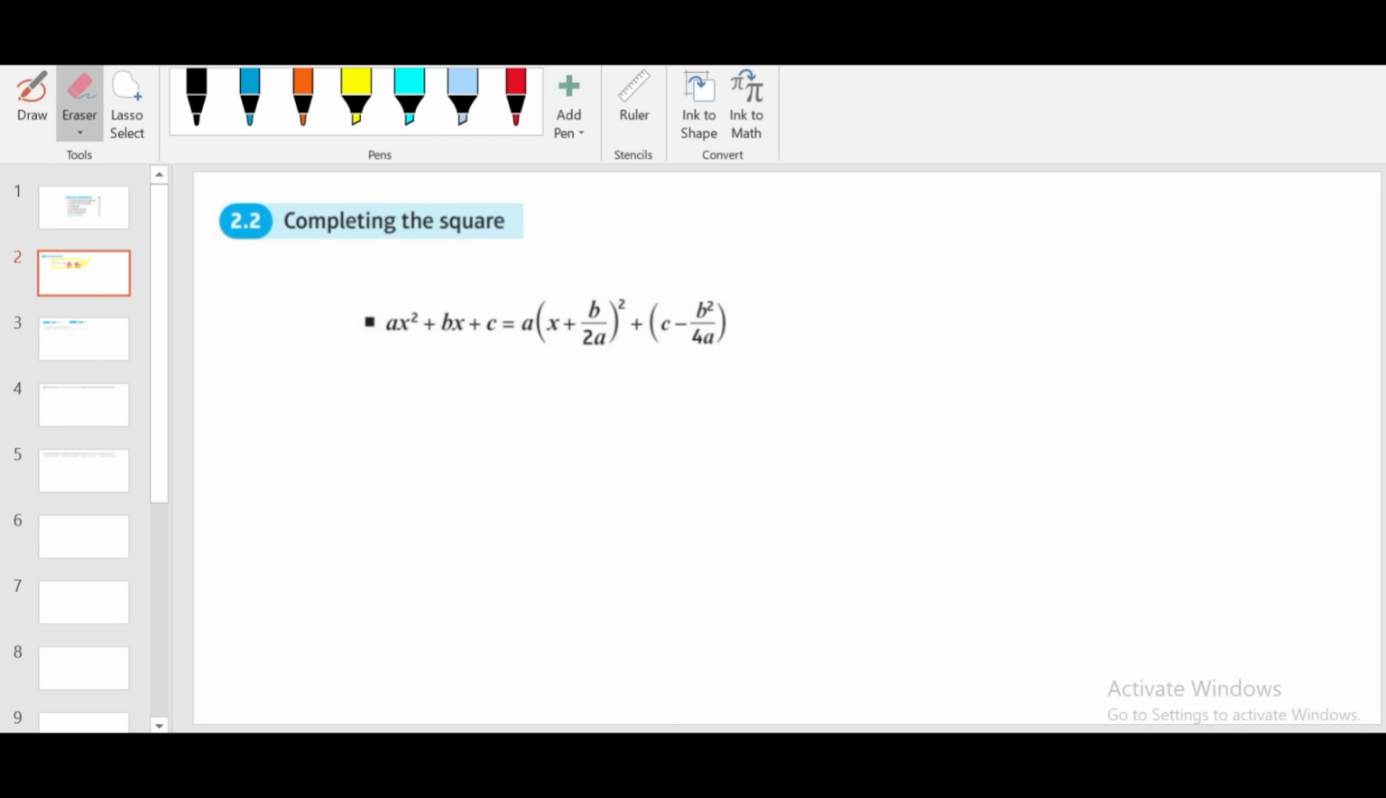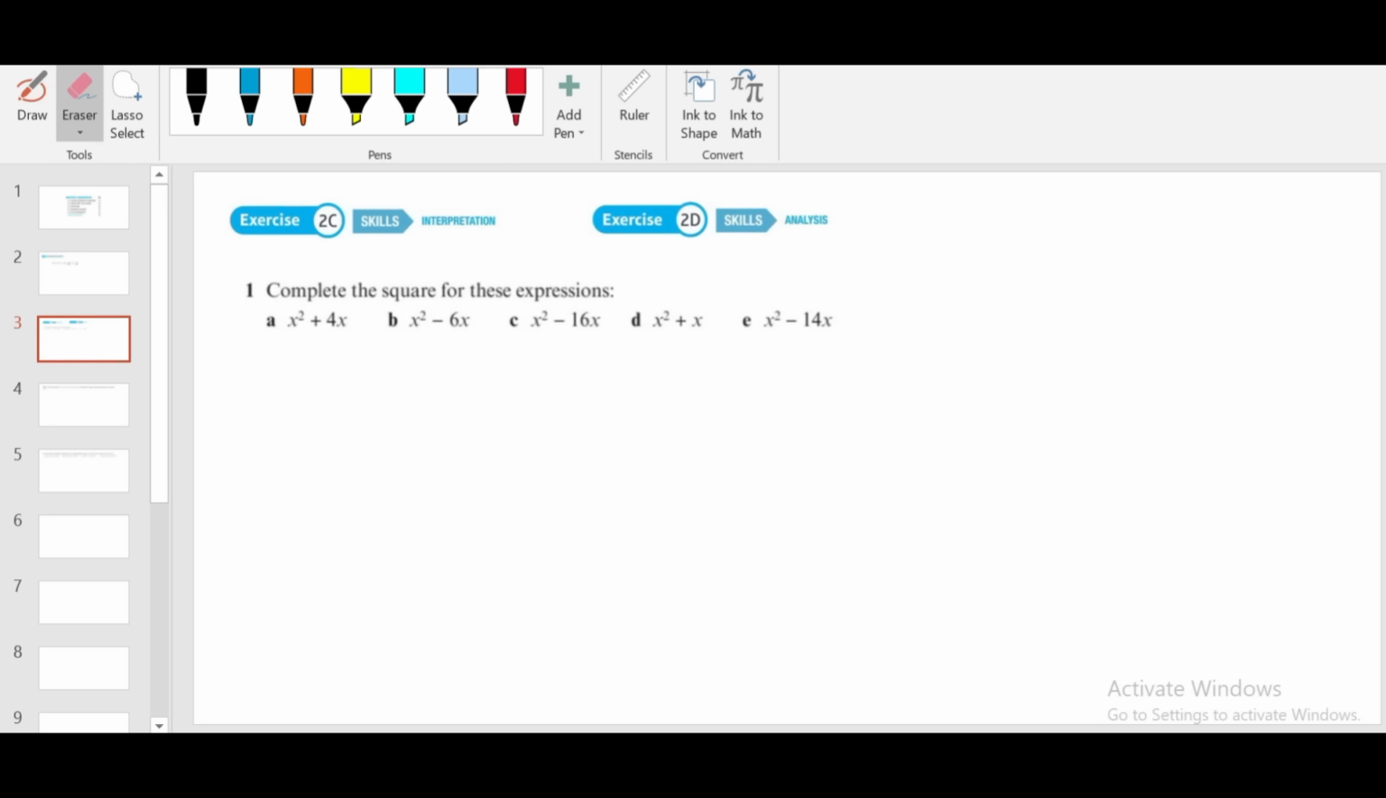So I'm going to divide this completing the square method into three types actually. Type 1, I'm going to show you type 1. I have combined both exercise 2C and 2D. Now I'm going to teach you the actual method and shortcut also. In the exam you are allowed to use the shortcut. You will still get full marks.